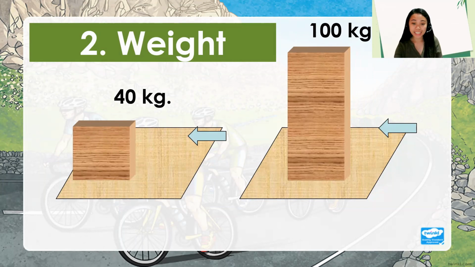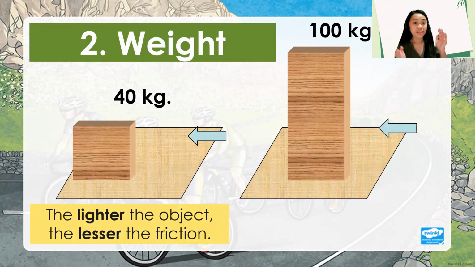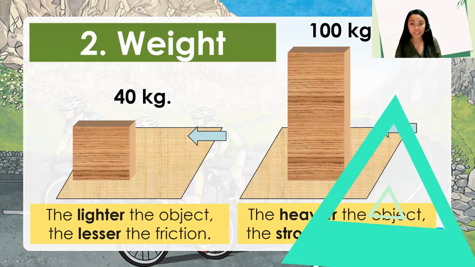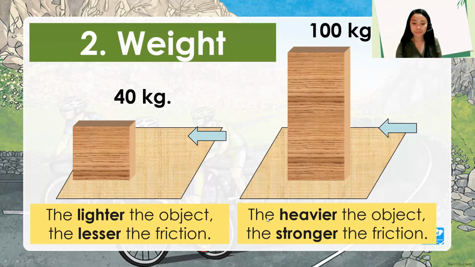By that, we can say that the lighter the object, the lesser the friction. Again, the lighter the object, the lesser the friction. Well, it's easier to move light objects than heavy objects. The heavier the object, the stronger the friction. Let's read it all together. The heavier the object, the stronger the friction.